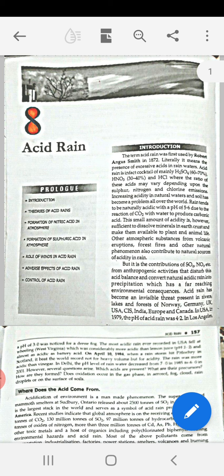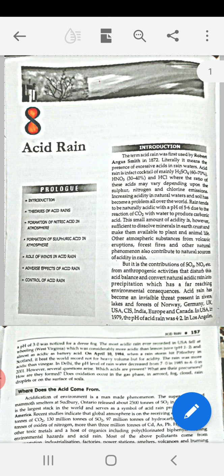Acidification of the environment is a man-made phenomenon. The superstack and mammoth smelters at Sudbury, Ontario released about 2500 tons of sulfur dioxide into the air daily. It is the largest stack in the world and serves as a symbol of the acid rain problem in North America.